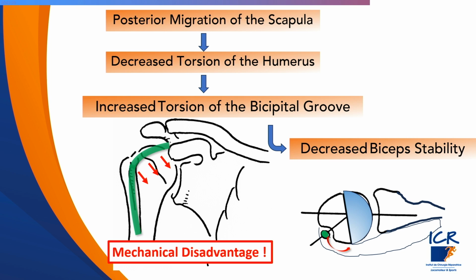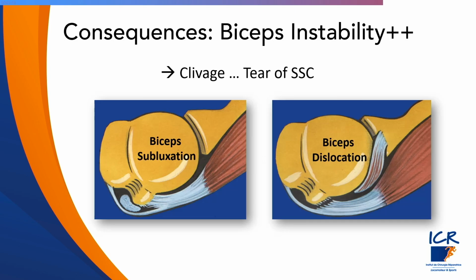So the posterior migration of the scapula led to the decreased torsion of the humerus, to increased torsion of the groove, and of course put the biceps at a mechanical disadvantage. And this is why we have biceps subluxation today and biceps dislocation sometimes. But biceps subluxation is so common. If you look for them, you find them in many patients with a so-called cuff tear.